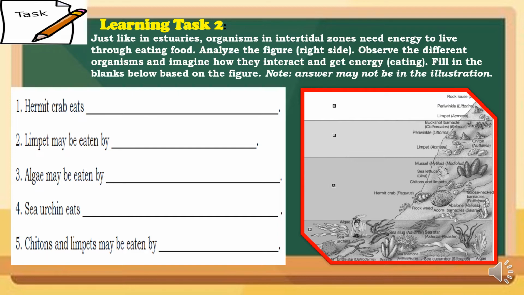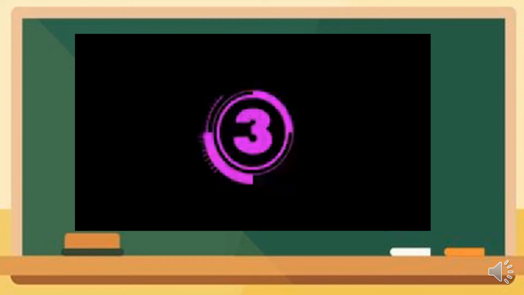So for number 1, hermit crabs eat blank. Number 2, limpet may be eaten by blank. Number 3, algae may be eaten by blank. Number 4, sea urchin eats blank. And number 5, chitons and limpets may be eaten by blank. I will give you time to answer.